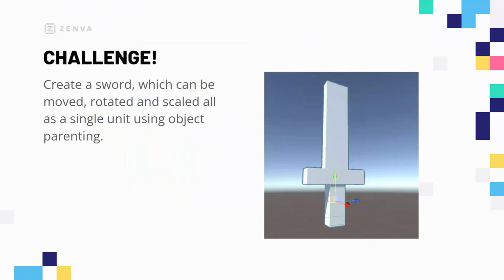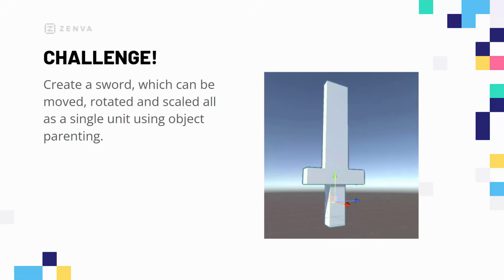Okay, so as a bit of a challenge, what I want you to do is create a sword which we can move, rotate, and scale with it all being a single unit, okay? So in this case, what we would probably have is an empty game object, and as a child of that, a number of different 3D models which represent the sword, as you can see here in the image. And then by clicking on that parent, we should be able to move it around and rotate it, and it should basically act as an item that our player could use. So have a go at that challenge, and I'll be right back to see how you've done.